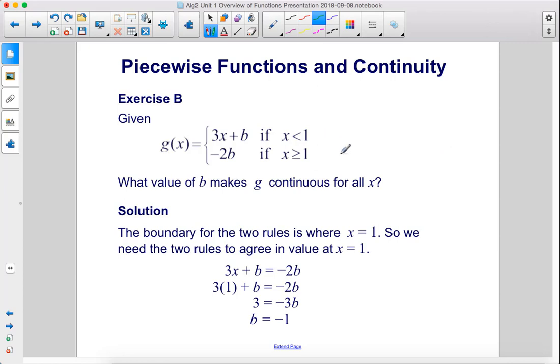The boundary for the two rules is where x equals 1. So we need the two rules to agree in value at x equals 1. So this is exactly what we did. We set the rules equal to each other and we plugged in an x value of 1 and we solved for b.